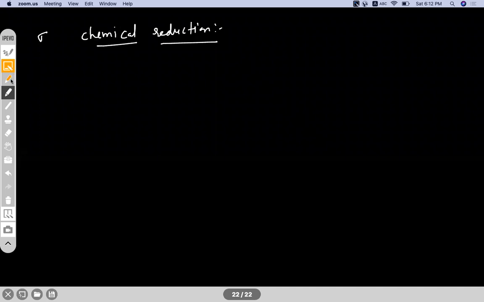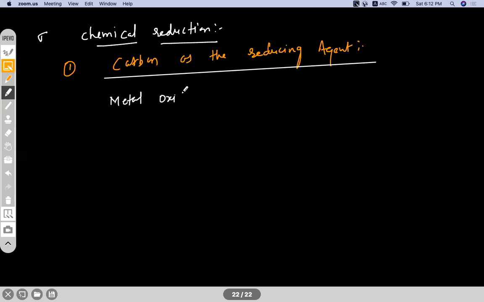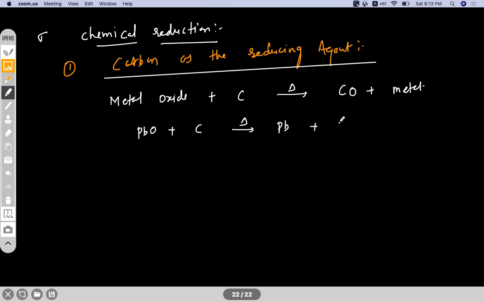Chemical reduction, the first method is carbon as the reducing agent. Just a few reactions, you know this already. Suppose we have lead oxide. In general, we are left with metal oxide. Do the reduction of the metal oxide with carbon. You heat this, it forms carbon monoxide, and the metal is obtained. For example, PbO reacting with carbon, heated, forms Pb plus CO. You have Fe2O3, reduction with carbon, when you heat this, it converts into 2Fe plus 3CO. Like this, we have the reactions with carbon.